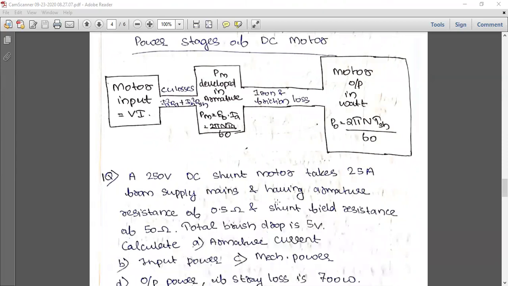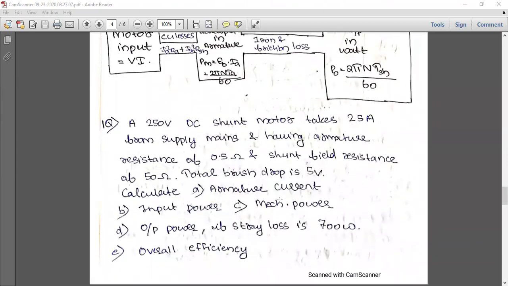Now we will check out a problem. We have a 250 volt DC shunt motor which takes 25 ampere from supply mains and has armature resistance of 0.5 ohm and shunt field resistance of 50 ohm. The total brush drop is 5 volt. So visualize the figure of a shunt motor and how it will look in the figure.